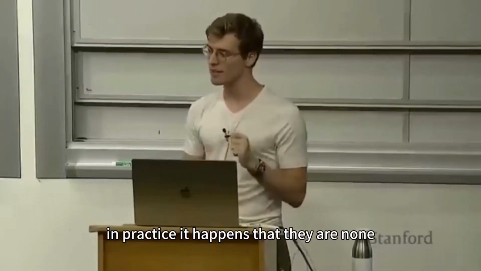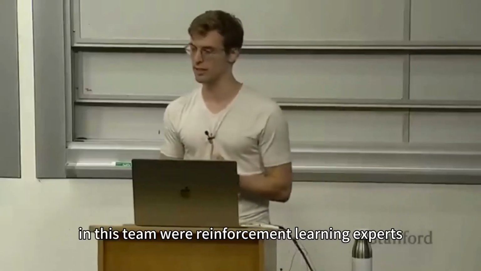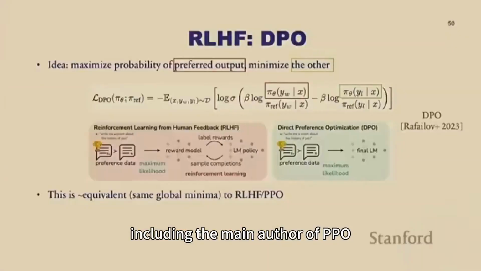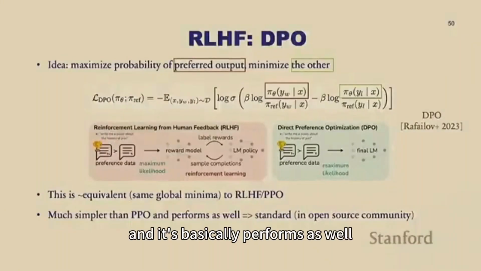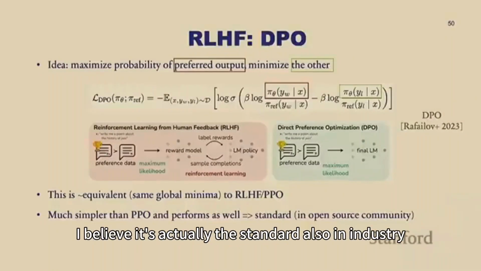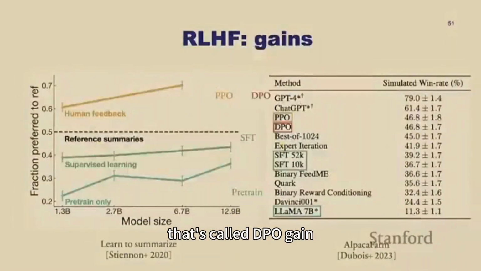In practice, it happens that there are none. I think it's just that a lot of people in this team were reinforcement learning experts, including the main author of PPO, John Schulman. So DPO is much simpler than PPO, and it basically performs as well. So now this is the standard thing that people use, at least in the open source community, and I believe it's actually the standard also in industry. So that's called DPO.